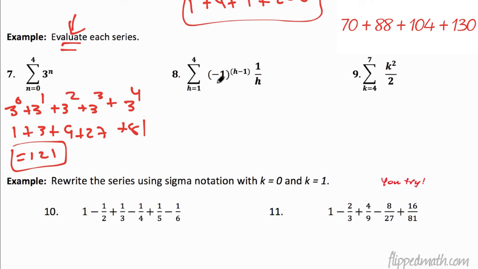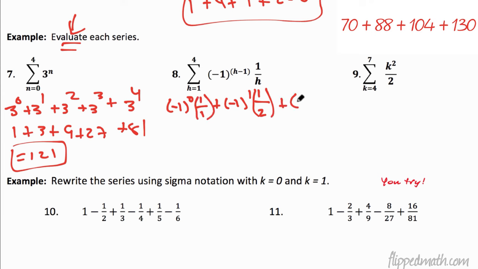This is kind of tricky. We have a negative 1. You're going to see what this does, and we have a 1 over h. So I'm just going to plug it in and see what we get. So we get negative 1 to the 1 minus 1, which is 0, times 1 over 1, plus, I'm just going to leave that there for now. We're going to go to the next number, 2. So it would be negative 1 to the 2 minus 1, which is 1, times 1 over, in this case, a 2. I'm going to put that in parentheses so we don't lose it.